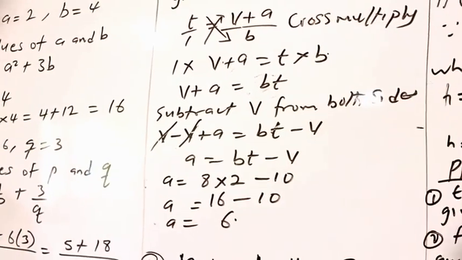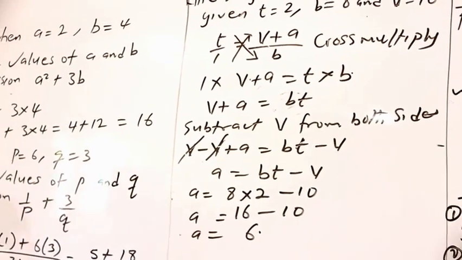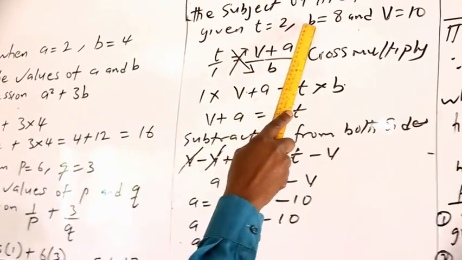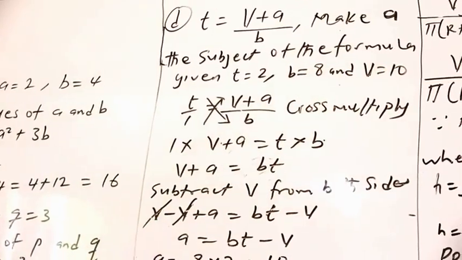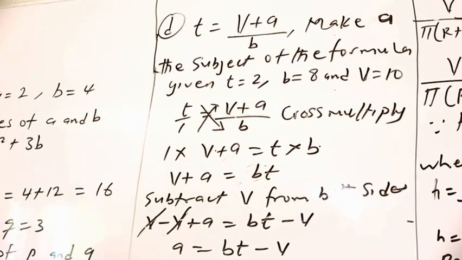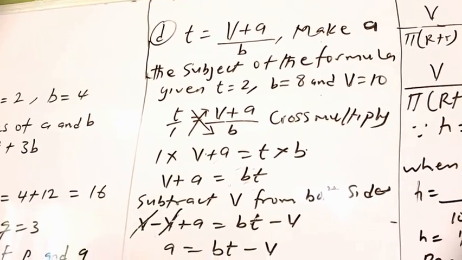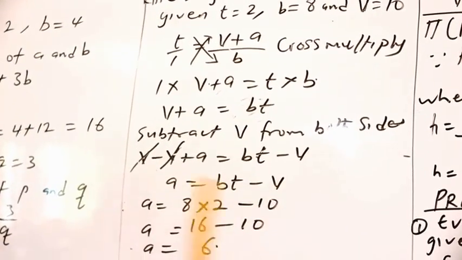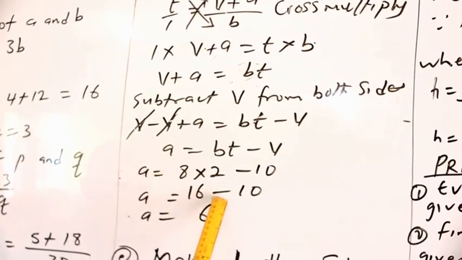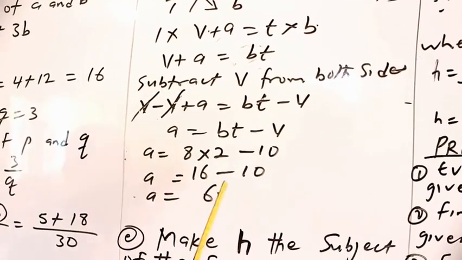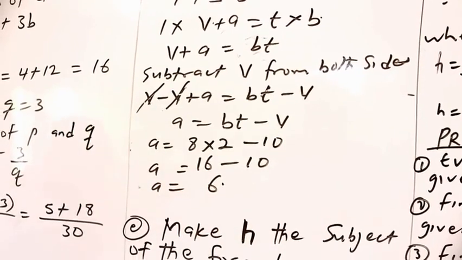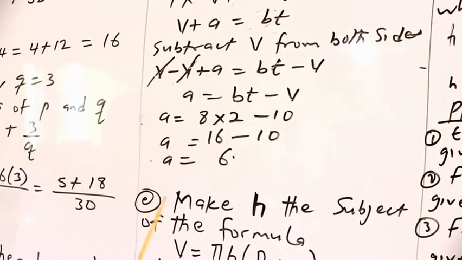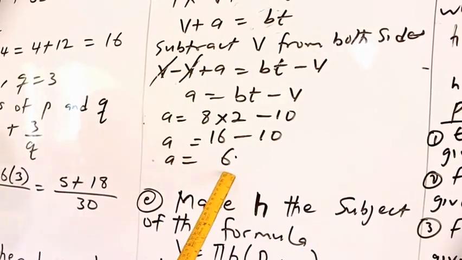Now, remember, substitution and change of subject have to go together. When T is given, the value of T is 2, B is 8, and V is 10. So B is 8, T is 2, minus V is 10. 8 times 2 gives us 16, minus 10. 16 minus 10 gives us 6. It means that the value of A in this expression is 6.